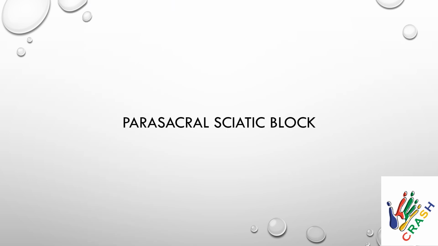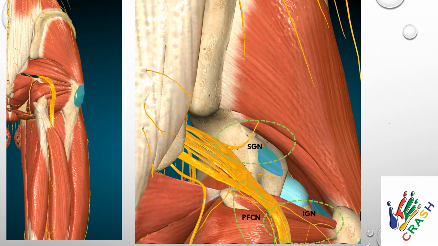The first block that we'll discuss is the parasacral sciatic block. As mentioned before, the sciatic nerve exits the pelvis through the greater sciatic foramen. Initially, it is anterior to the piriformis muscle. It exits on the undersurface of the piriformis muscle. So the key landmark to performing the parasacral sciatic block will be the piriformis muscle.